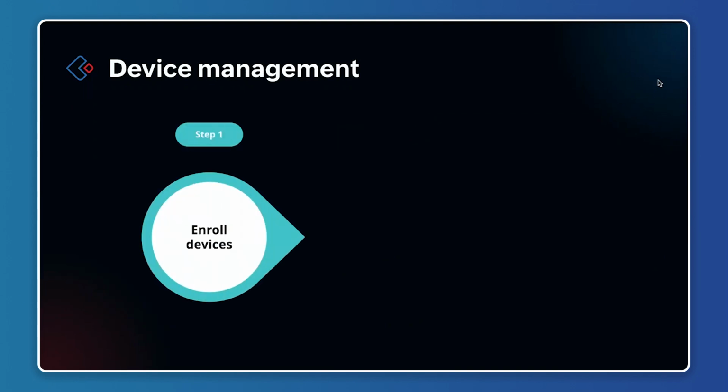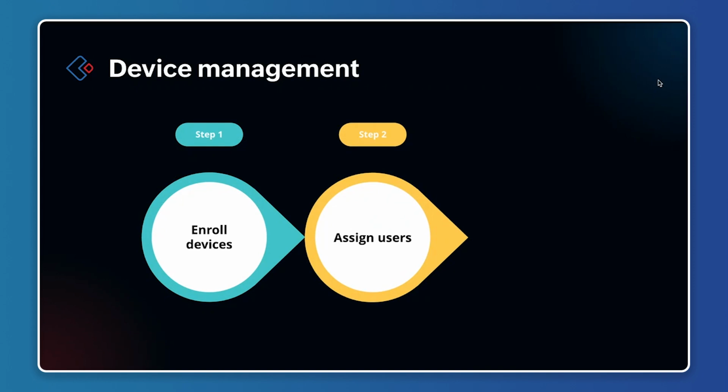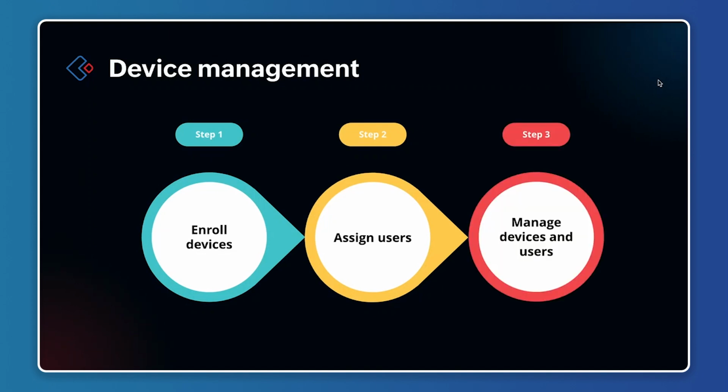So the first process is enrolling your device. If you'd like to manage hundreds of devices used in your organization in a single space, the first thing that you need to do is enroll your device. Once your device is enrolled in Zoho Directory, you can go ahead and assign users to those devices. You can also assign cloud applications to these users later on. The third step involves, once you assign users and cloud applications to the users, you can go ahead and manage these devices and users in a single space in Zoho Directory. So this is going to be the three-step process involved in device management.